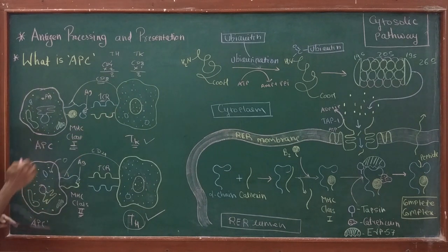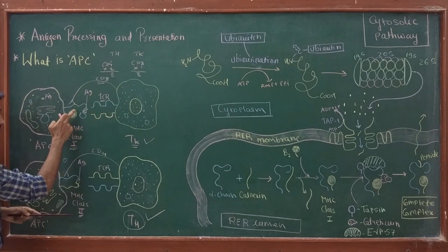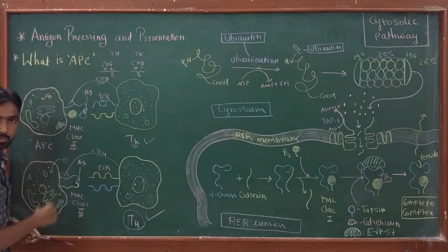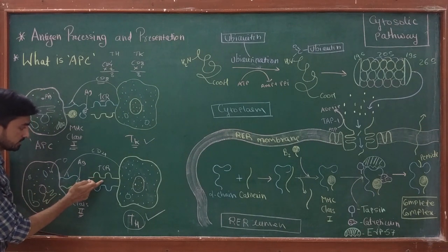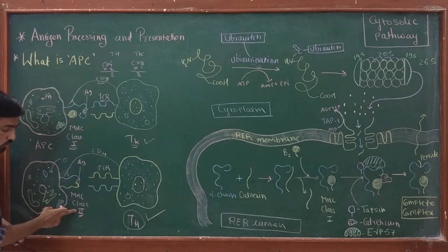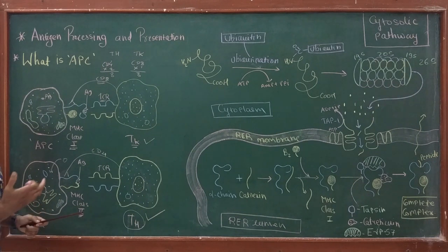Okay, so when this attachment takes place, TCR and CD8 attach to the MHC class 1 molecule, and this binding results in activation of the T killer cell, while TCR and CD4 of the T helper cell, when attached with MHC class 2, will activate the T helper cell. This is the background of both the pathways, that is cytosolic and endocytic pathway.